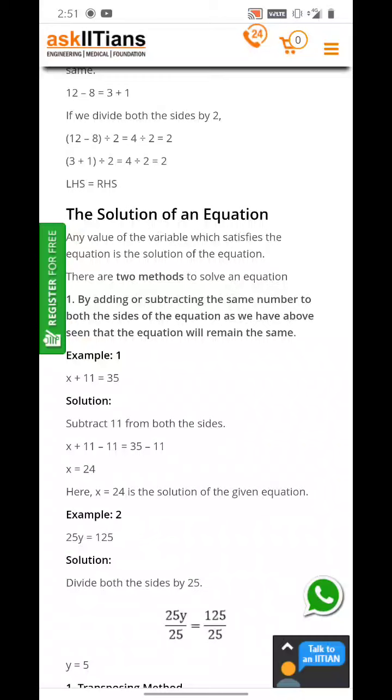Instead of adding or subtracting, here 35 is a constant and 11 is a constant on the left hand side. Just transfer 11 to the right hand side. It is going to become x is equal to 35 minus 11, which is equal to 24. So you can do the rest of the questions.